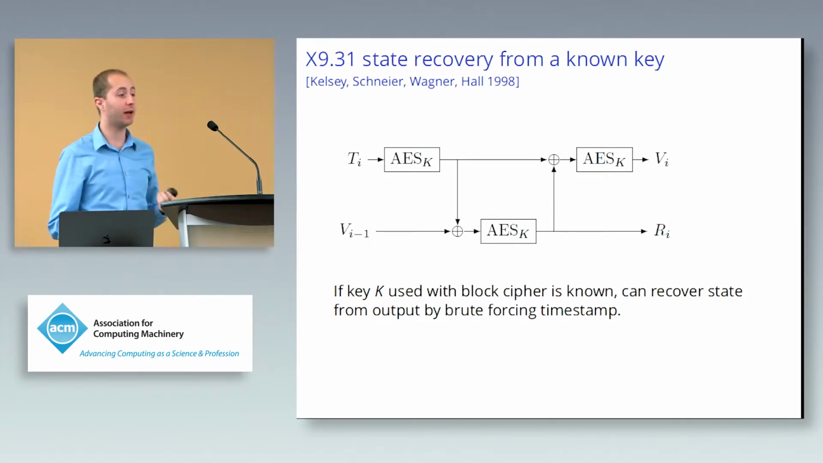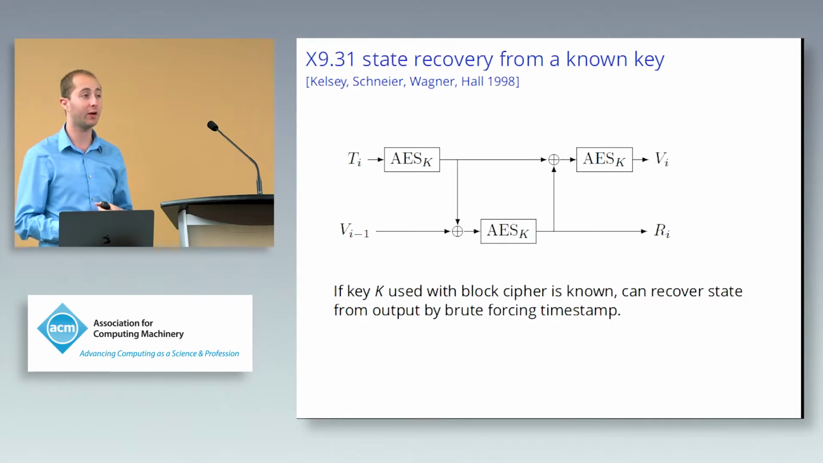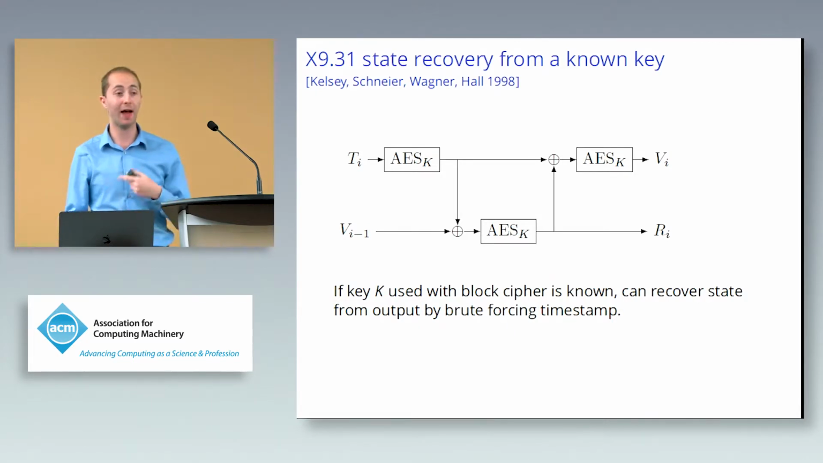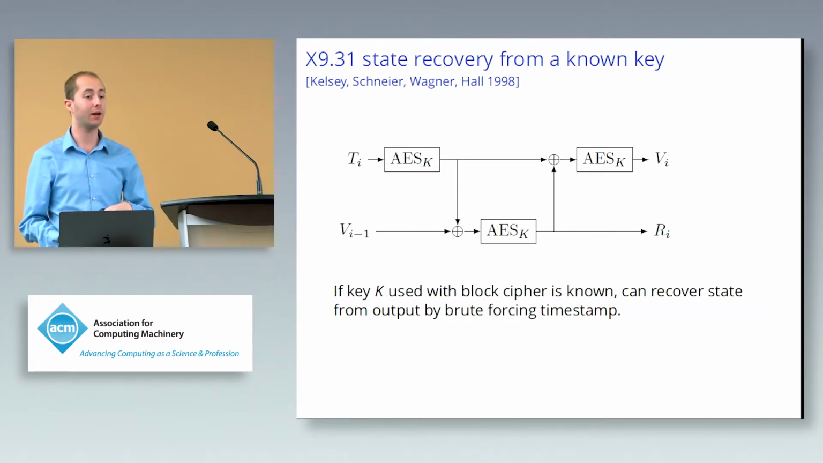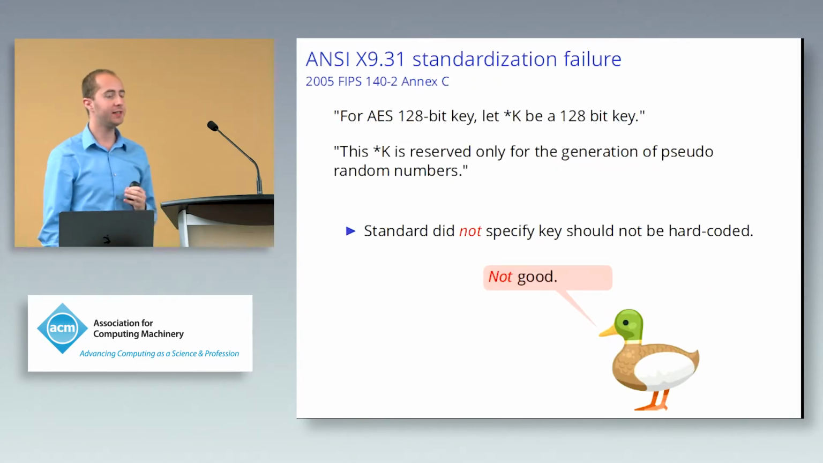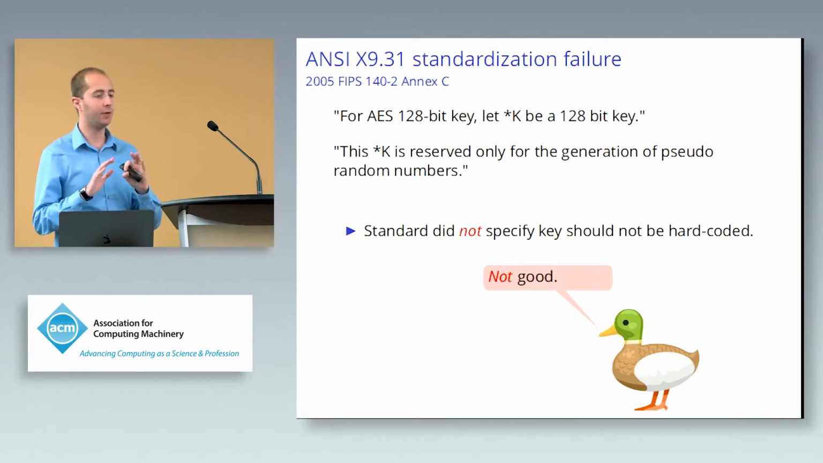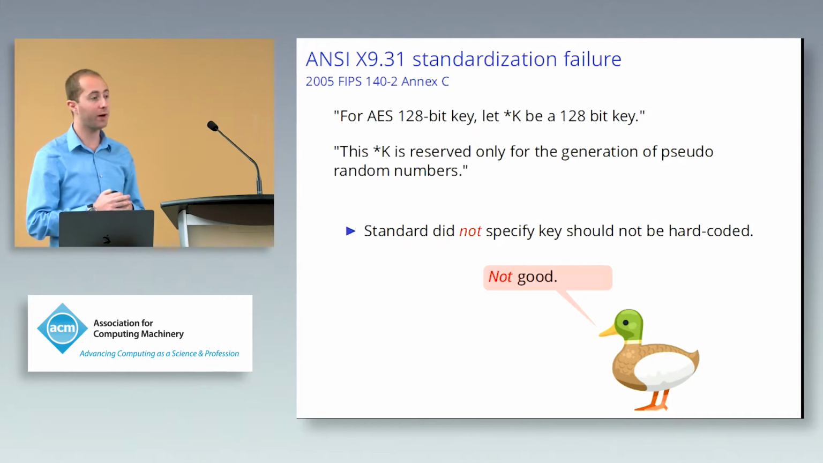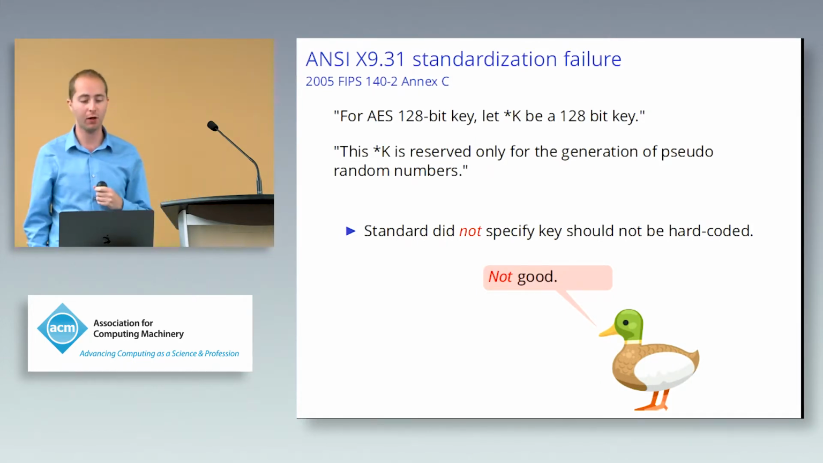Once the state has been recovered, the attacker can then either wind forward the pseudo-random number generator to predict future outputs by again guessing the timestamps that will be used, or they can wind it back by guessing the timestamps that had been used prior. This standard, after the reporting of the attack, appeared in one particular instance in a 2005 FIPS standard, 142 Annex C, and the precise text that was used is as follows.